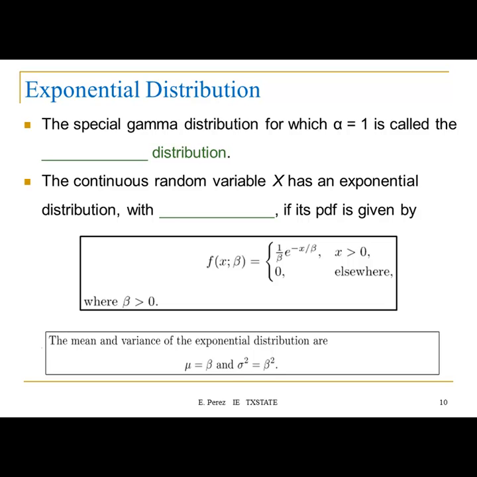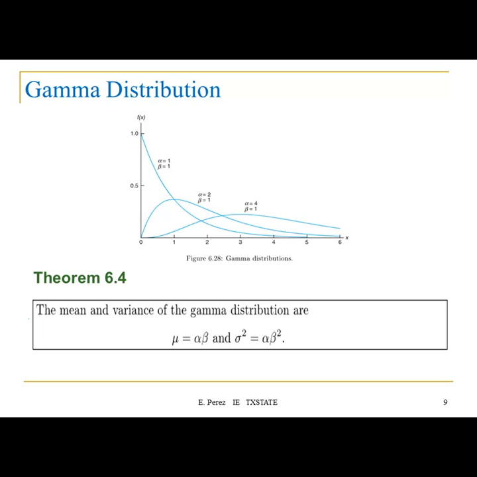The special gamma distribution for which alpha is 1 is called the exponential. So again, the exponential is a special case of the gamma, and if you look here, when alpha equals 1, this is the shape. For those of you who are familiar with the shape of e to the power of x, you know it looks something like this. So the exponential distribution has that shape.